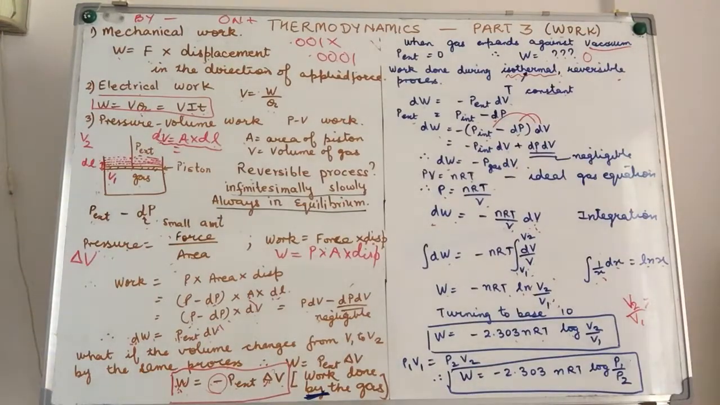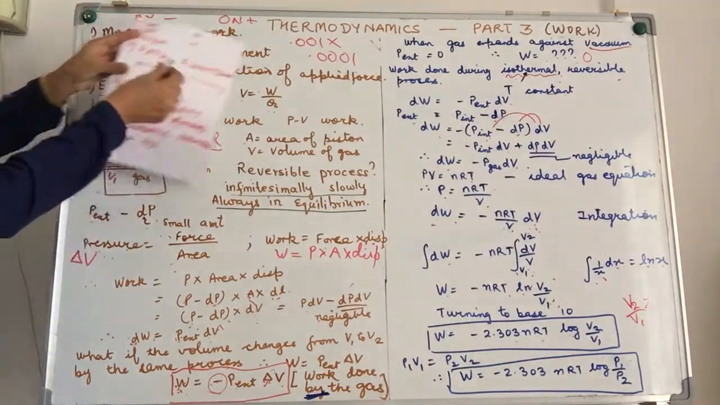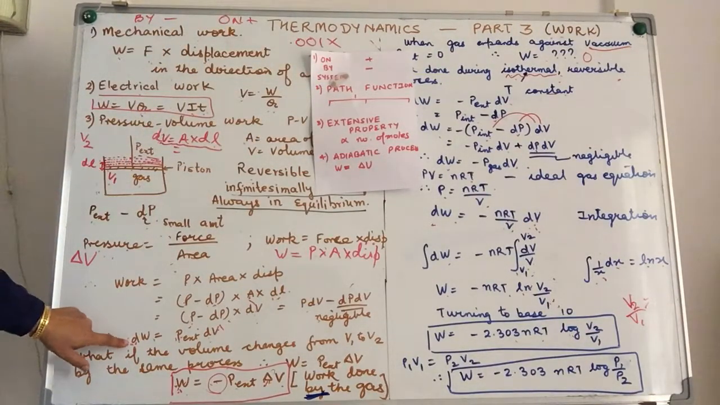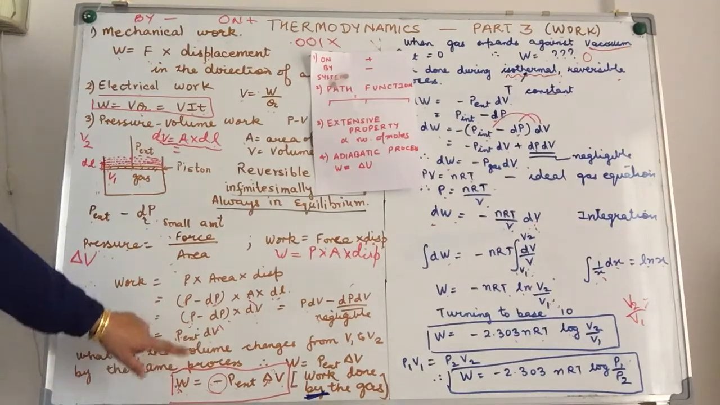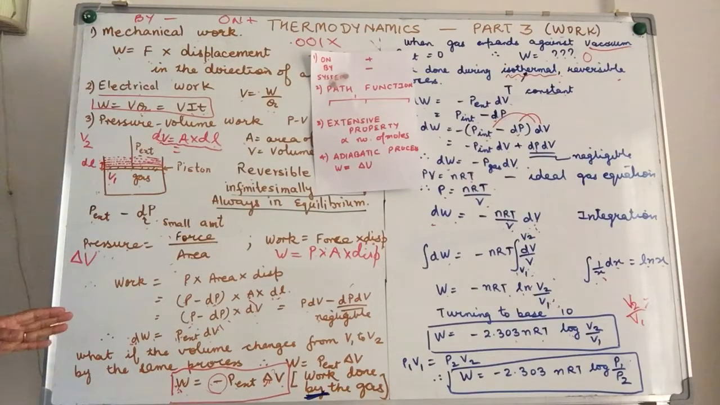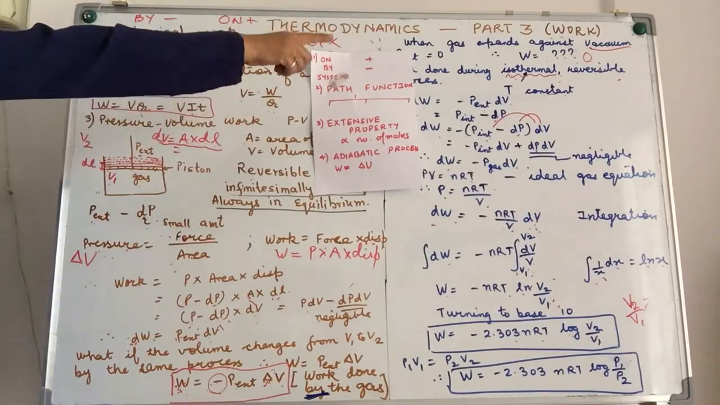Now work is a thermodynamic quantity. So what are the characteristics of this work? As I said, work done on the system is plus, by the system is minus. Work is a path function. How is it a path function? See here, work done, P external into delta V. If I'm carrying out the same process but under vacuum, the gas is expanding against vacuum. That means I'm carrying out the process under external pressure being zero. In other words, the work becomes zero.